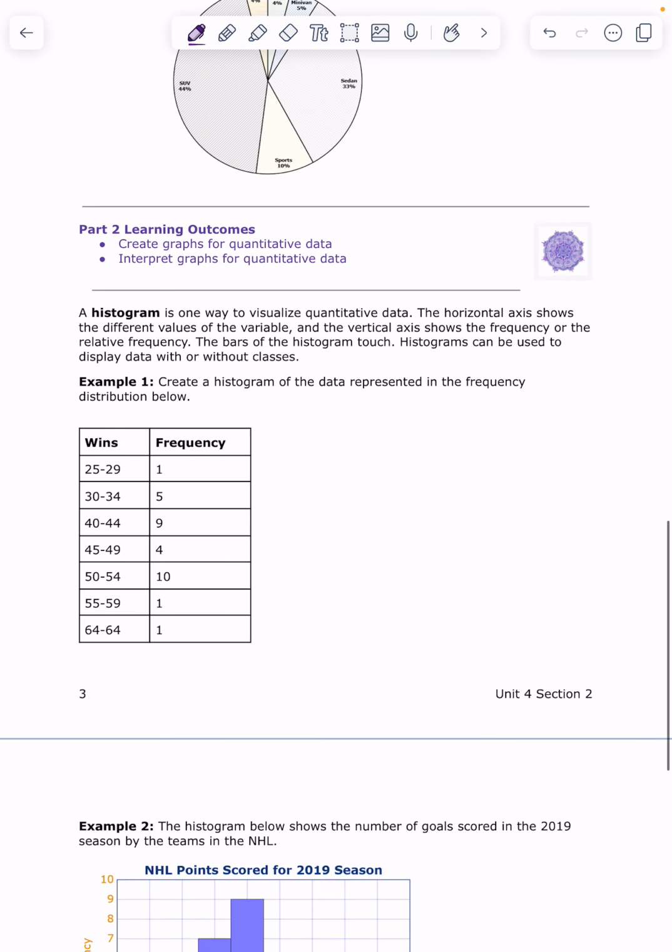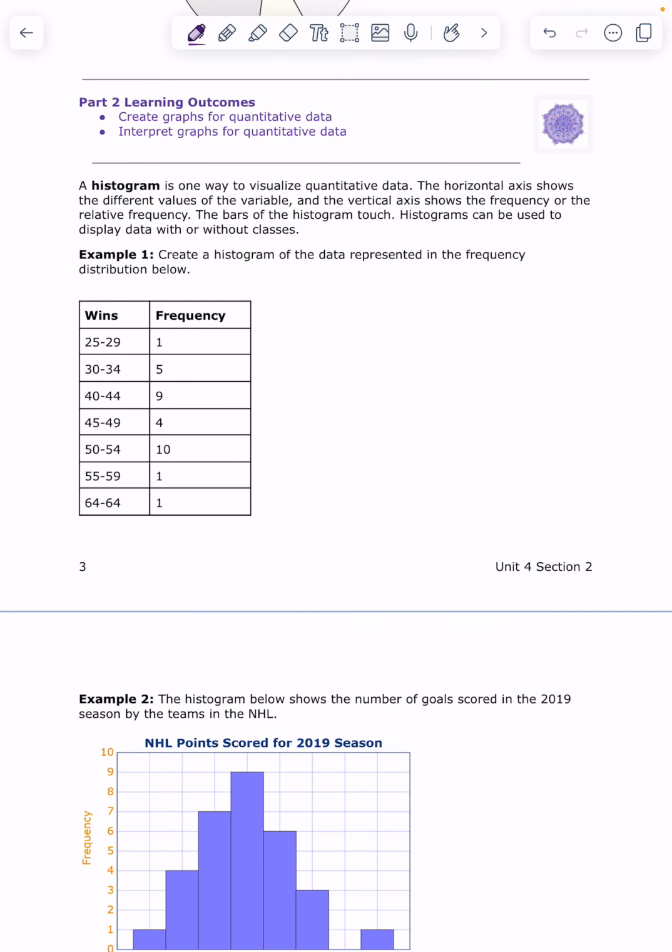All right, part 2 is where we're going to visualize quantitative data, and one of the ways of doing that is with a histogram. So a histogram looks kind of like a bar chart, but the big difference is that there are no spaces. So the bars of a histogram touch. Actually, I'm going to highlight those. So if you're doing qualitative data, you're going to use a bar chart or pie chart. But for quantitative, use a histogram where the bars touch.